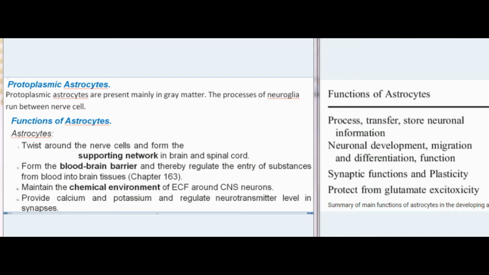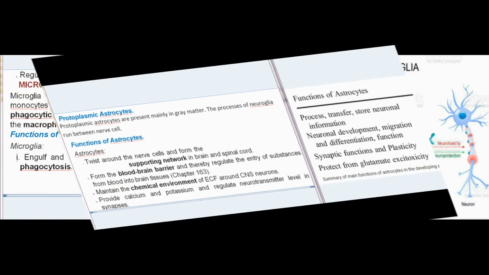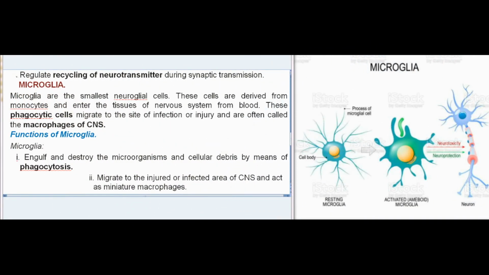Functions of astrocytes. Astrocytes twist around the nerve cells and form the supporting network in brain and spinal cord. Form the blood-brain barrier and thereby regulate the entry of substances from blood into brain tissues, Chapter 163. Maintain the chemical environment of ECF around CNS neurons. Provide calcium and potassium and regulate neurotransmitter level in synapses. Regulate recycling of neurotransmitter during synaptic transmission.